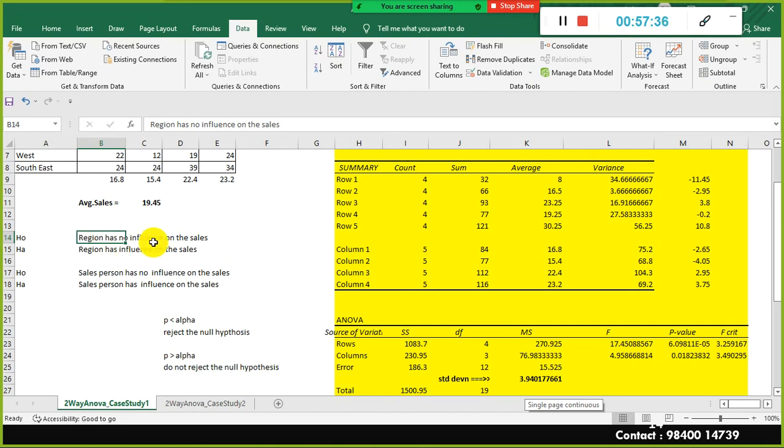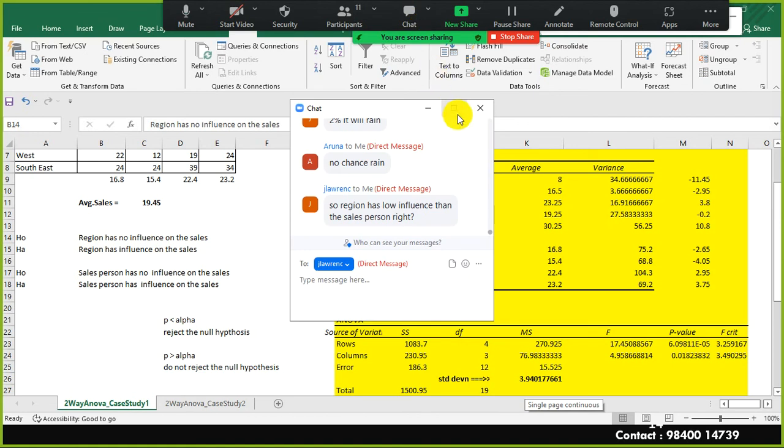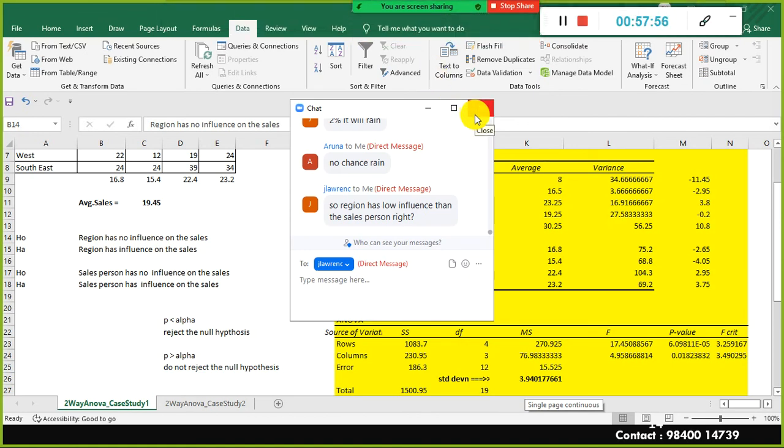What is the probability of obtaining this result, if we assume that this is true? The probability is very, very less here. The probability to support the null hypothesis is very, very less. You just think that way. The probability to support this null hypothesis is very, very less. So region has low influence.